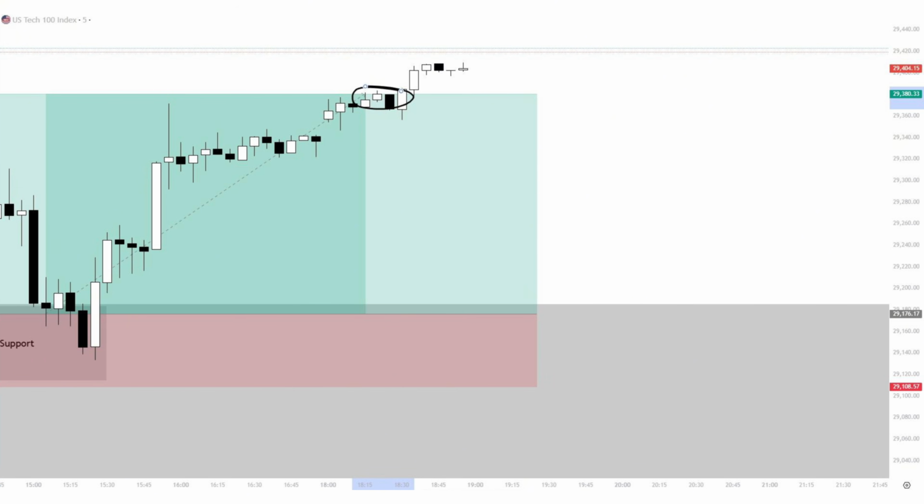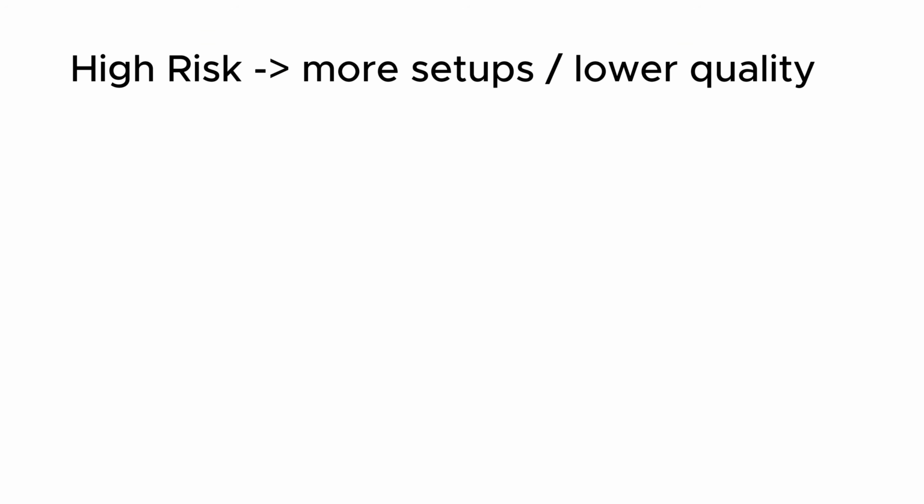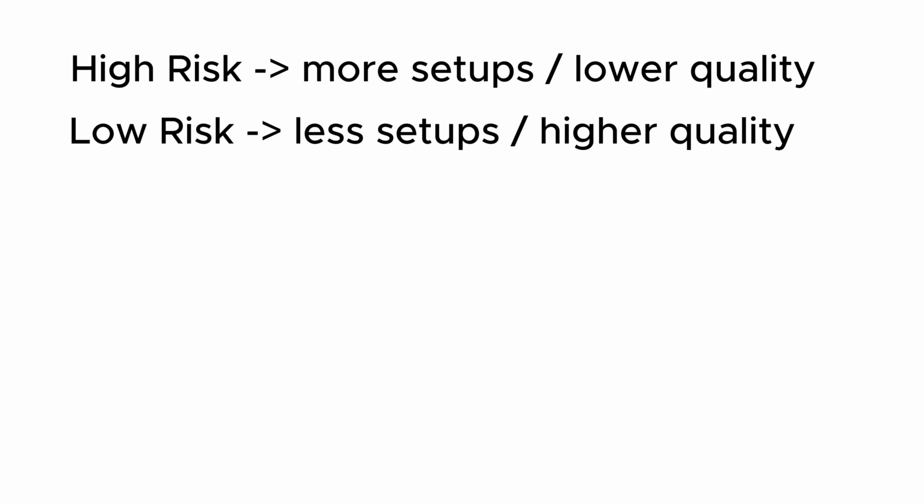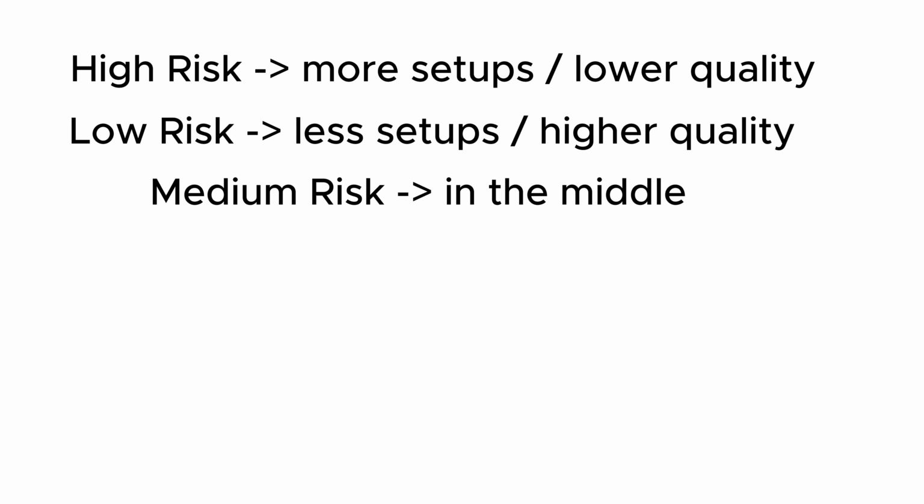Now, of course, each of these three ways has its advantages and disadvantages. On the high risk, you will find more setups but lower quality ones, meaning that you will have more positions but probably fewer winning ones. On the low risk, you will get fewer setups but higher quality ones, so fewer setups, but more of those should turn out as winning ones. On the medium risk, it's kind of in the middle of the other two ways.